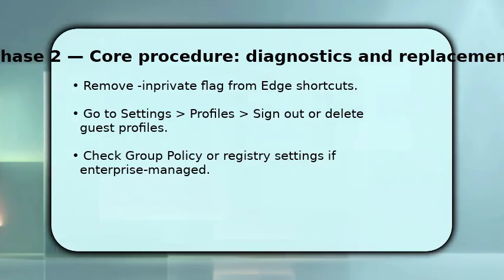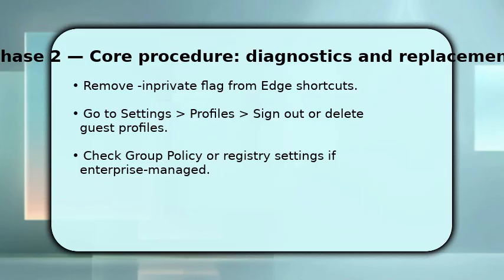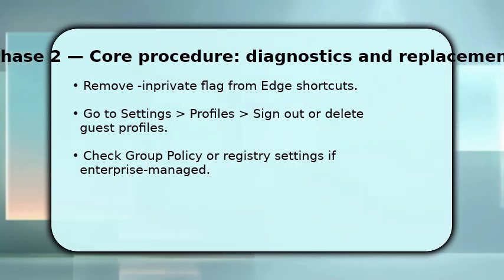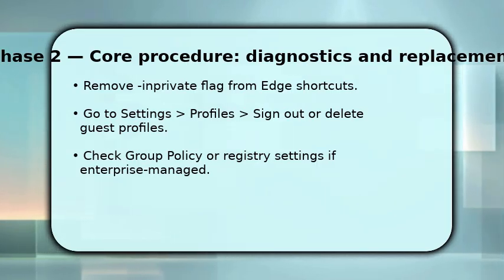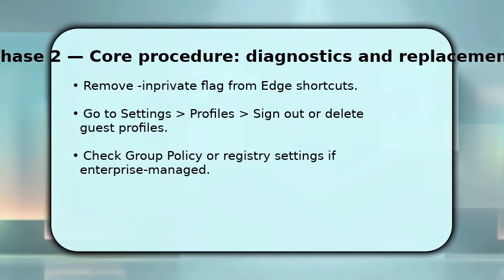Once done, open Settings and go to Profiles. Sign out or delete any guest or secondary profiles that default to private browsing. If Incognito persists, make sure to check Windows Group Policy or the registry for enforced flags, because enterprises can force private mode. When you locate enforced rules, remove or adjust them if you have authority, and then restart Edge.